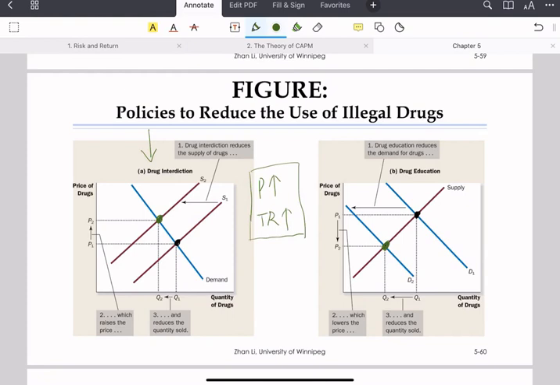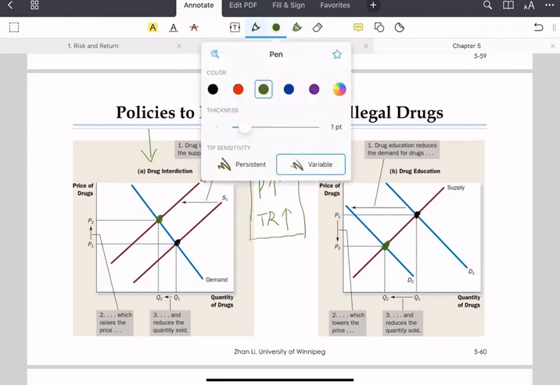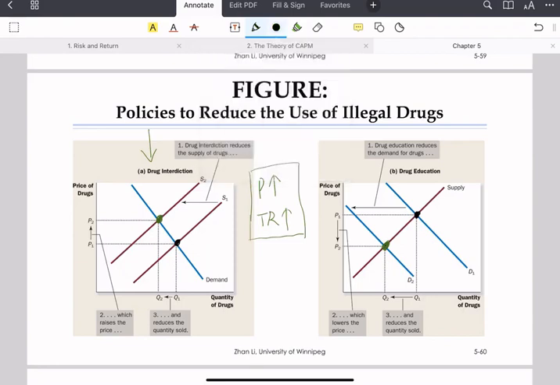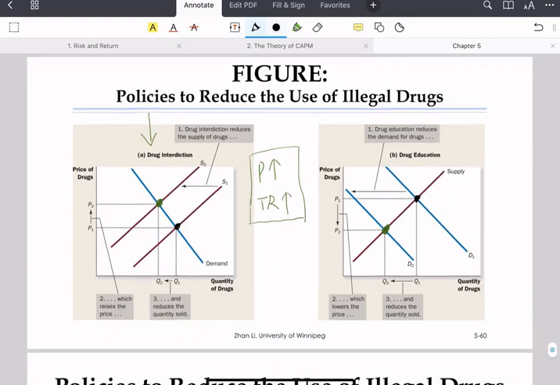And now if you look at drug education, you can see that it will reduce both price and consumption. And in this case, obviously the total revenue from selling drugs will be lower. So basically, in this case, the drug-related crimes should be lower, right? So this is somewhat a surprising result. And you can see that supply and demand curve analysis and elasticity are very powerful tools, right? Just through these very simple pictures, you could actually answer some important policy questions.